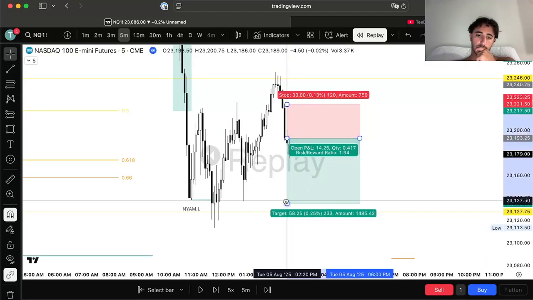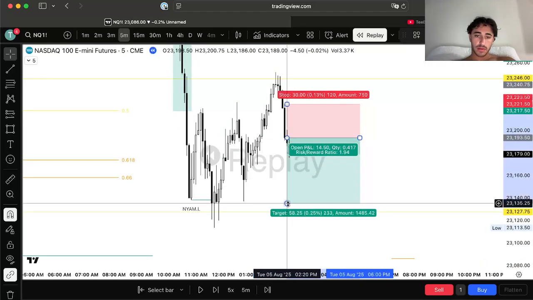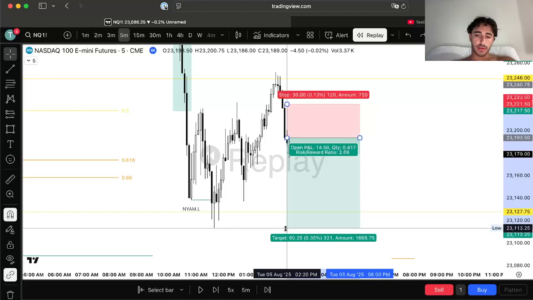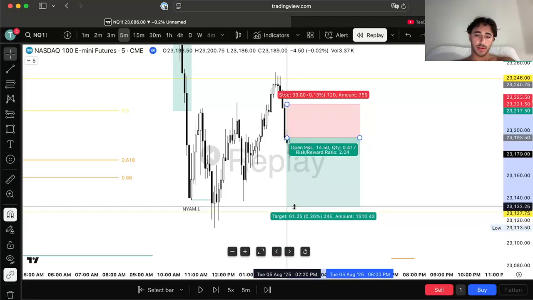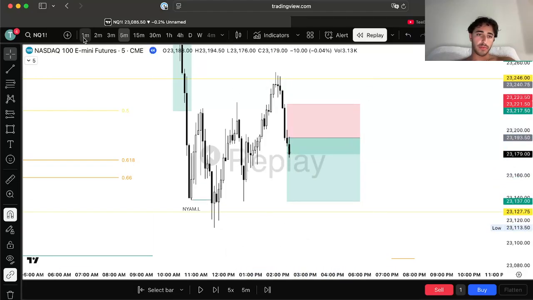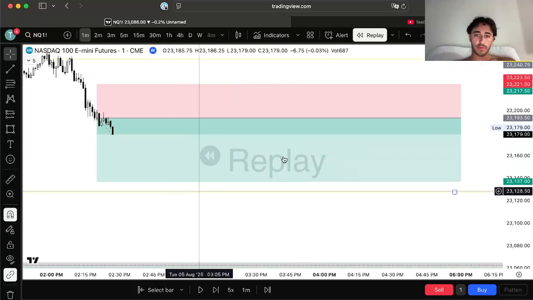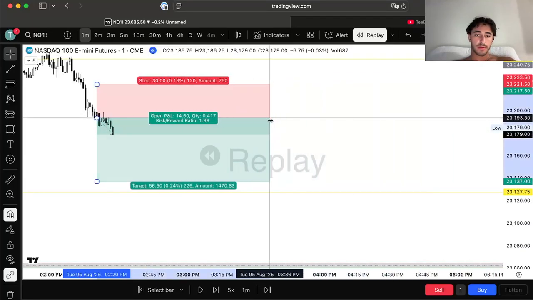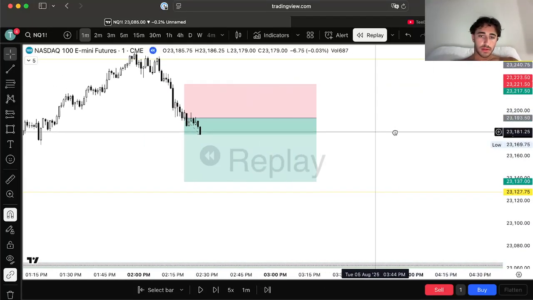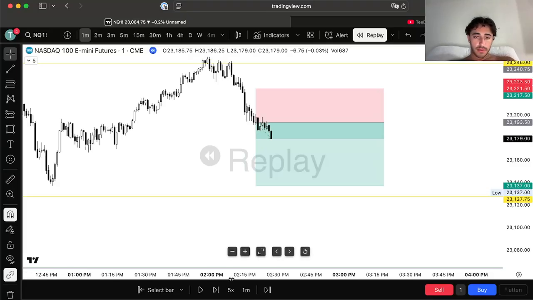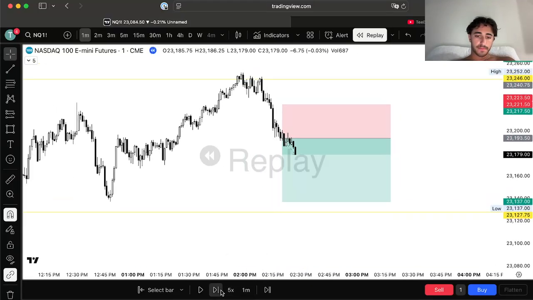Could have targeted this low. And then you could have targeted these lows here. But let's just say you targeted here. This low for about 1.8, 1.8, 1.9 risk to reward. Right? And bang, hits.